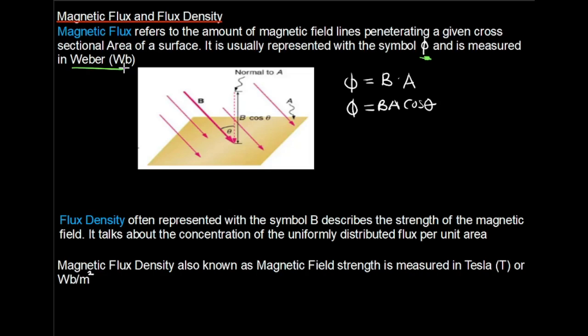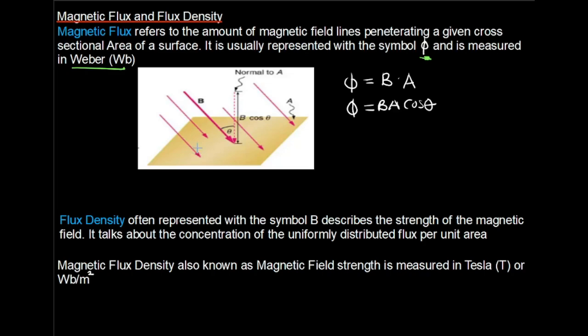Now we'll talk about magnetic flux. Basically it is all about the field lines. As you can see in this diagram, it's talking about the magnetic field lines penetrating a given cross-sectional area of a surface. So this is our surface here, and then we have our magnetic field lines penetrating this surface.